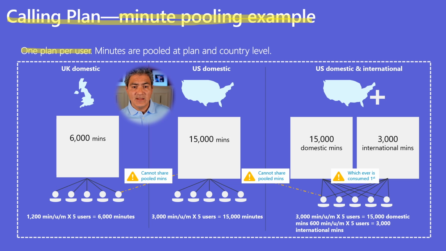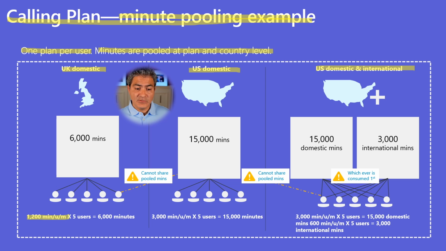The other thing is that minutes are pooled at a plan and country level. So each plan and the country. So here's some examples, right? We have UK domestic, we have US domestic, and then we have US domestic and international plans, right? So basically in the UK domestic, if users have a 1,200 minute per user per month plan, which we don't even have that plan anymore, so this is an older slide, but it gets the point across.